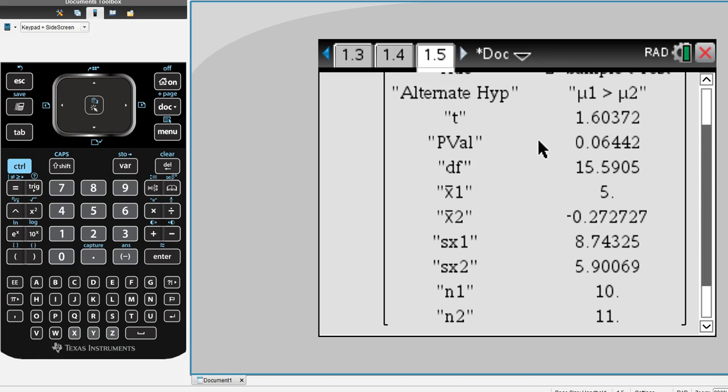See, anything else I need to tell you about? I think that's it as far as calculator instructions. Nope, that's it. So enjoy.